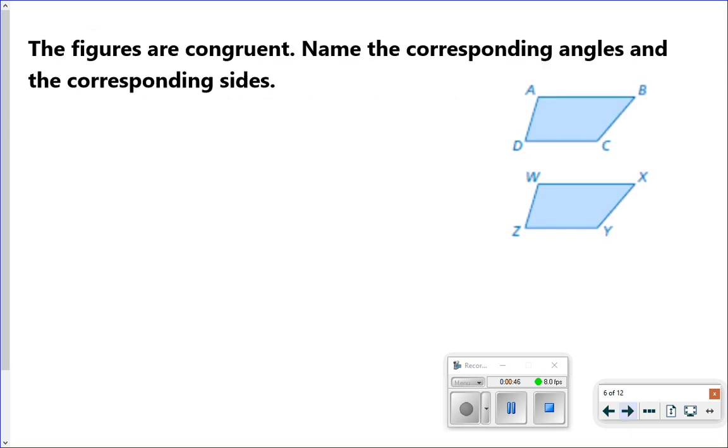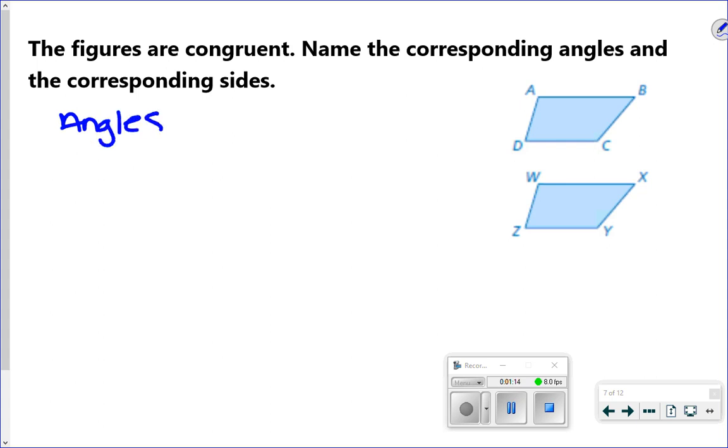Those are corresponding angles. So in our first type of problem, we are looking at naming the corresponding angles and the corresponding sides for the shape. Sometimes they have the shapes positioned in the same direction, and sometimes they don't. So you have to pay attention to how the shapes are positioned. All right, so we're going to make a list of all of the congruent angles and the corresponding sides. So I'm going to start with the corresponding angles part.